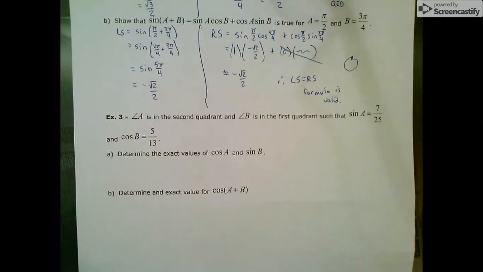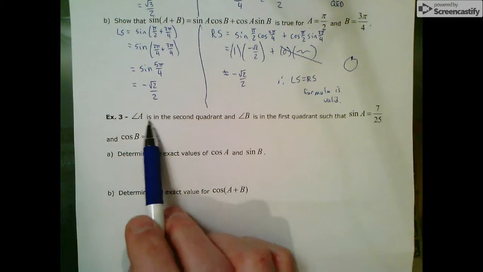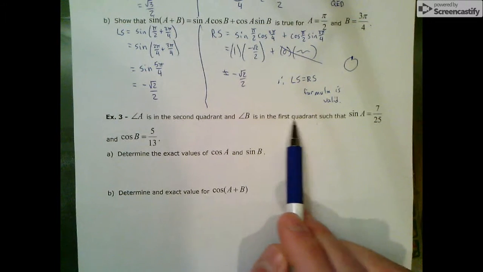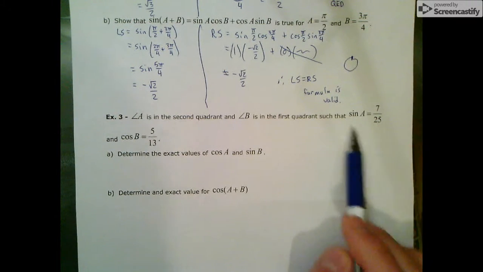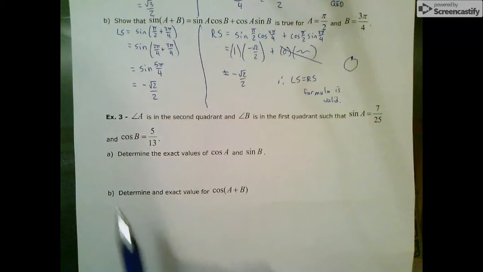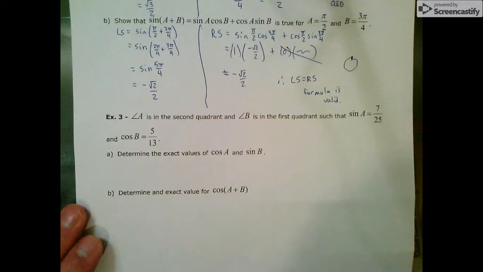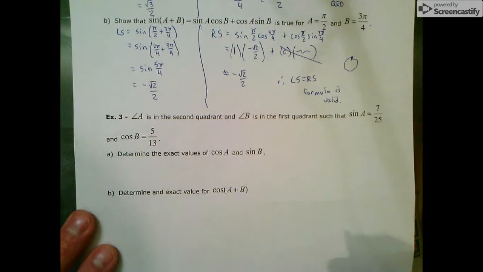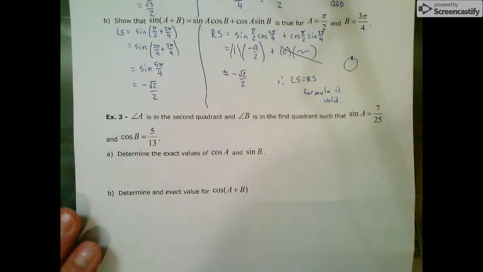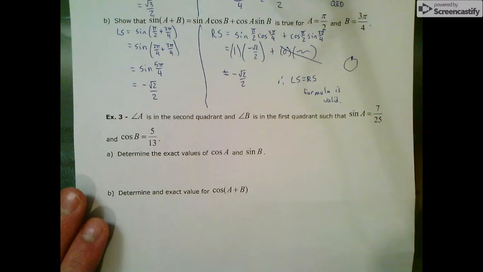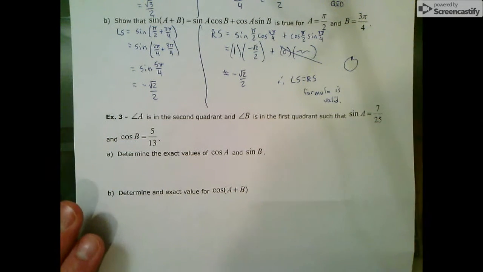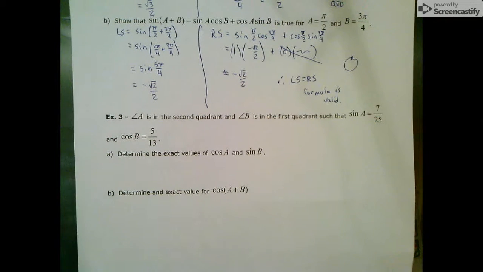Okay, so last problem is where we get an actual problem. Angle A is in the second quadrant, angle B is in the first quadrant, such that sine A is equal to this and cos B is equal to that. Determine their exact values. So let's take a quick peek here. We have to find the exact values of cos A and sine B.